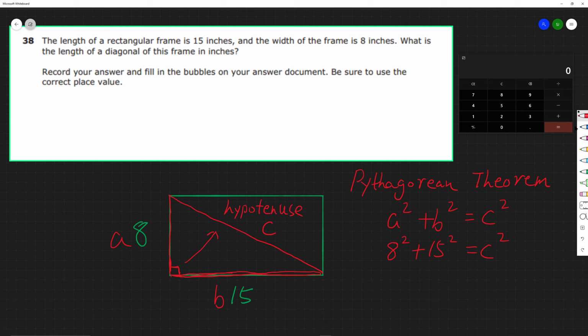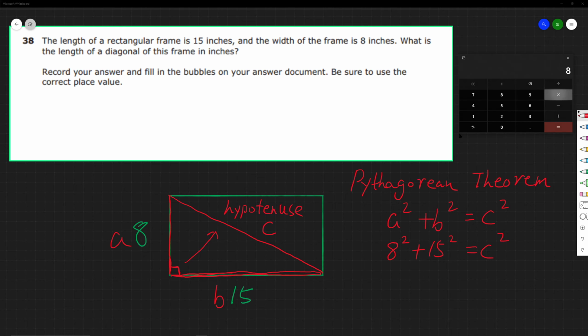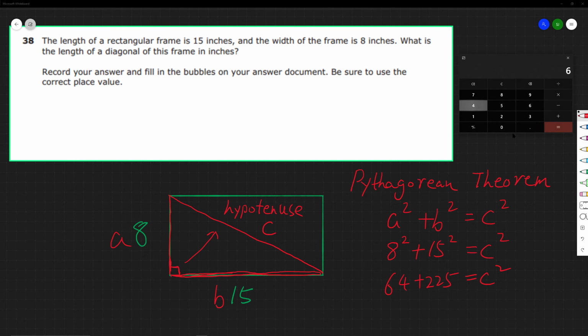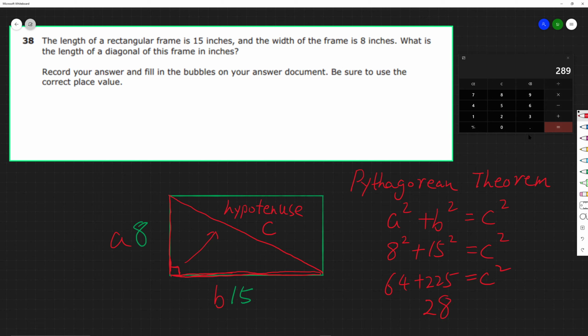Now we can use a calculator. 8 squared means 8 times itself. That's 64. And 15 squared is 225. So 64 plus 225 equals 289. 289 is c squared.